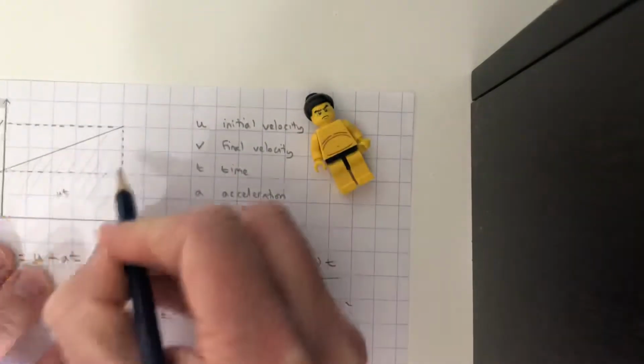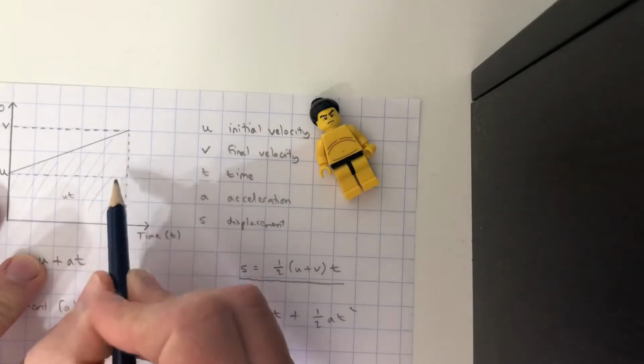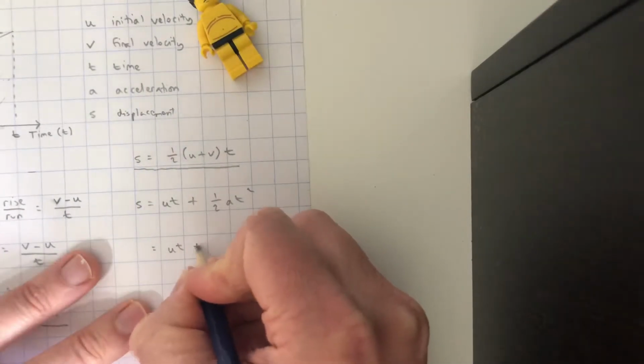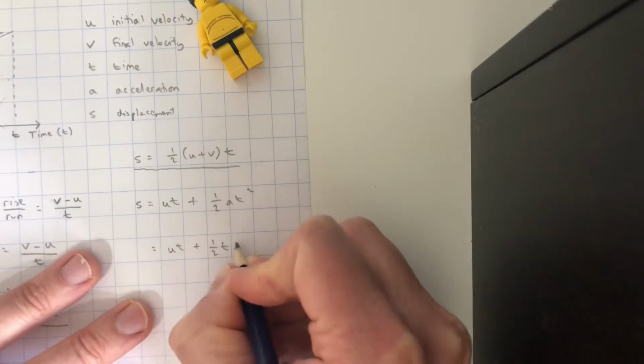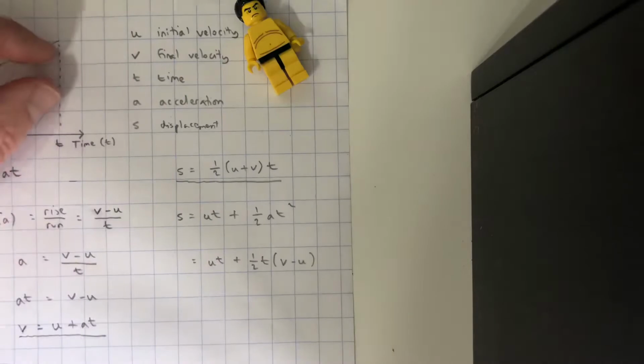But the triangle bit here, we've got this is T and this is V minus U, which we dealt with before. So in terms of the area of a triangle, half base times height. So we're going to get half T and then V minus U, which is this height here.